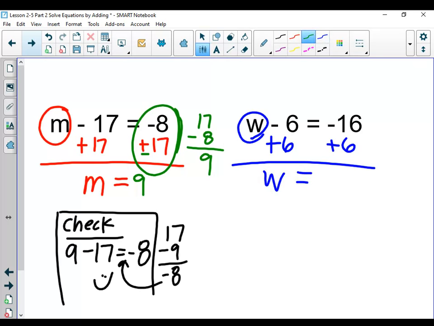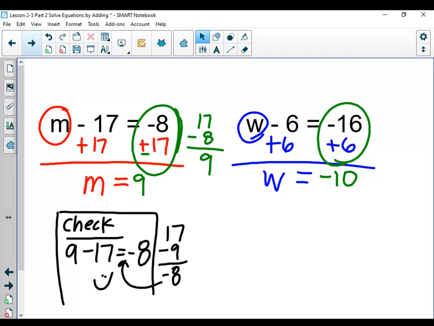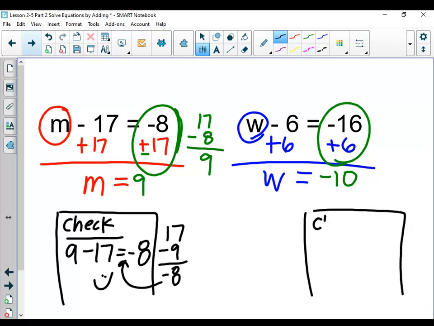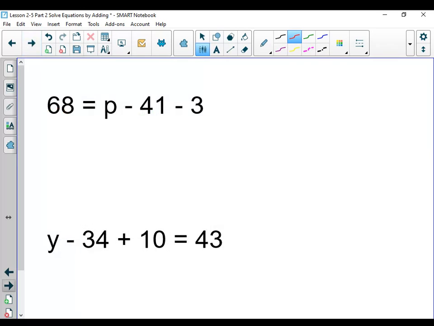I know I was going to add 6, but since there's one of each, there's a battle, and I'm not actually adding. I have 10 negatives left in the battle. Negative 10 minus 6 equals negative 16. Add 2 negatives together, I will get negative 16. Your turn. Pause.